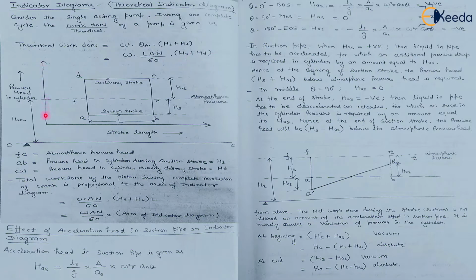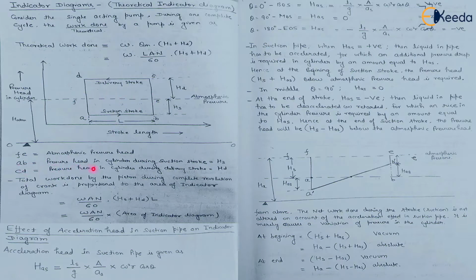Now this one is the indicator diagram. This is the reference line or datum, you can say, and this one is the atmospheric pressure. This one is the suction stroke, and this one is the delivery stroke. So at this point it is the pressure head. In this axis pressure head in the cylinder is there, and in this axis stroke length is there. So what is FE? FE is the atmospheric pressure head.